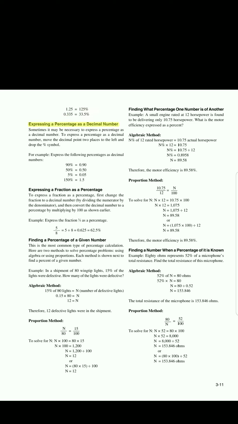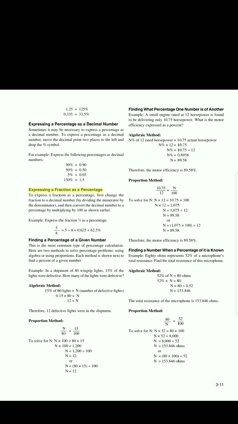Expressing a percentage as a decimal number. Sometimes it may be necessary to express a percentage as a decimal number. To express a percentage as a decimal number, move the decimal point 2 places to the left, and drop the percent symbol. For example, express the following percentages as decimal numbers. 90% equals 0.90. 50% equals 0.50. 5% equals 0.05. 150% equals 1.5.